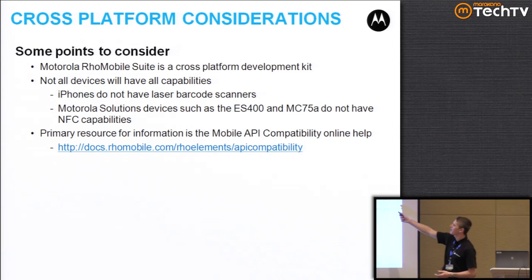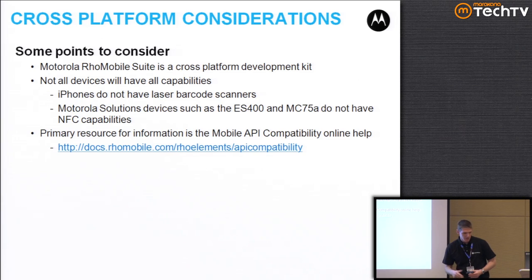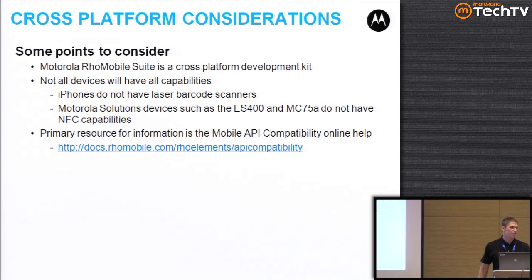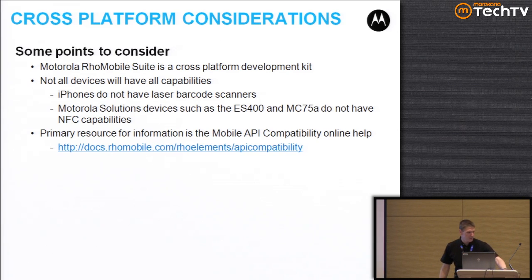iPhones don't have laser barcode scanners. So you can't say to an iPhone application, enable, what's an obscure symbology? Can postal. Sorry if there's anyone that uses Can postal in here, but it's not one of the major symbologies we use. So if your application says to an iPhone to enable it, the iPhone's just going to go, I don't understand that. Similarly, the MC75 here doesn't have NFC, so you're going to need to be a bit clever how you write your applications if you're going to be porting to a number of different devices.